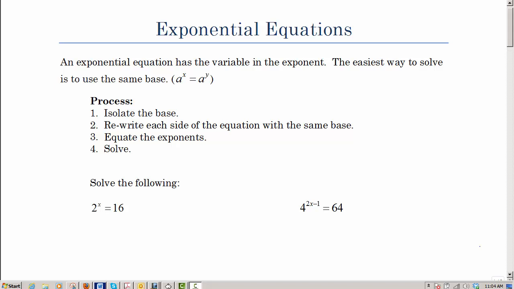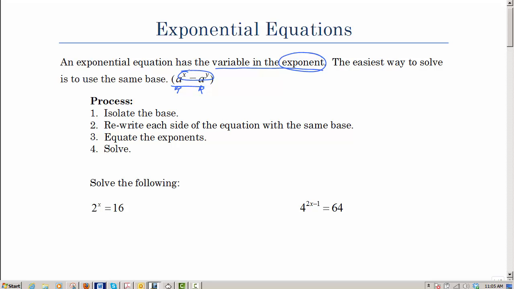In this video, we're going to be looking at exponential equations. Part 1, we're going to be looking at the type of exponential equation that we can solve using the same base. An exponential equation has the variable in the exponent. The x is in the exponent. And the easiest way to solve them is if we can get the same base on both sides, so we can equate the exponents. In part 2 of the video, we will see that that is not always possible and we'll have to use logarithms.